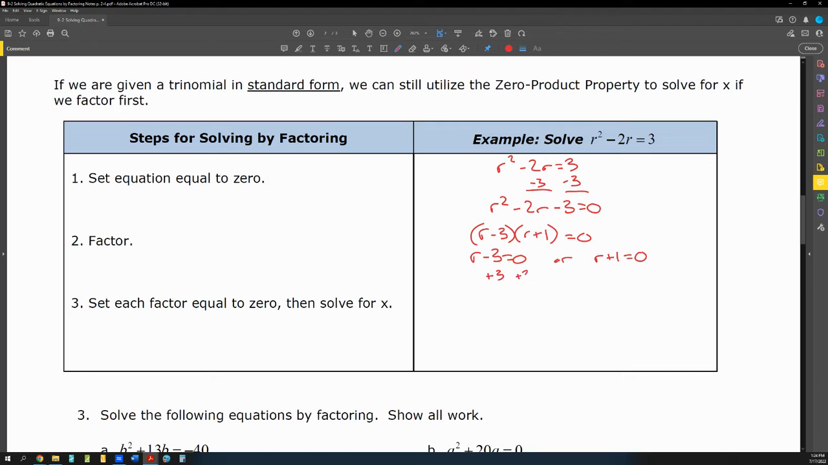Solving the first equation, the left-hand equation, I'm going to add 3 to both sides, and we get r is equal to 3. For the other equation, we're going to subtract 1 from both sides, and we get the solution r is equal to negative 1.